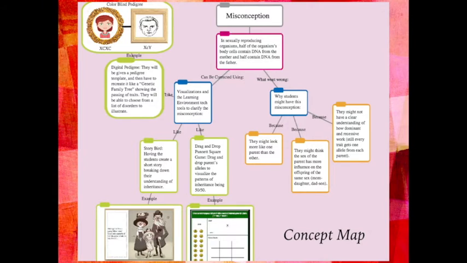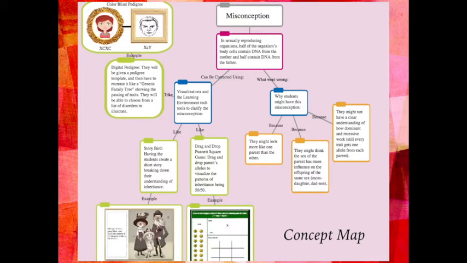So the misconception topic that I hope will be clarified by the end of the lesson is that in sexually reproducing organisms, half of the organism's body cells contain DNA from the mother and half contain DNA from the father. So I personally feel some of the reasons why students have these misconceptions is, one, they might look more like one parent than the other.